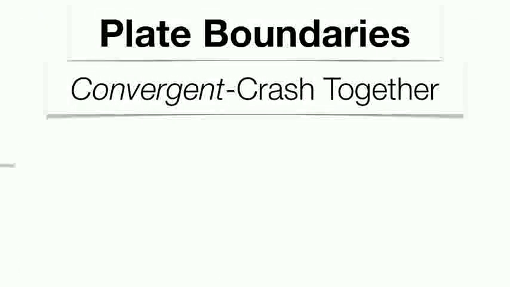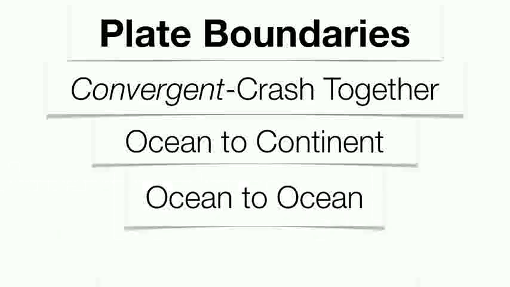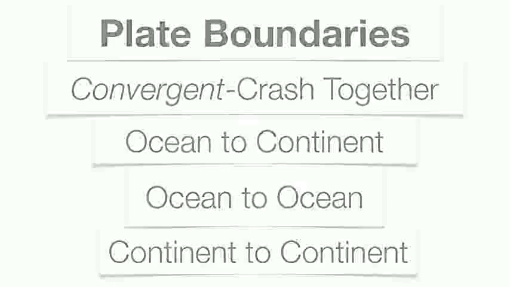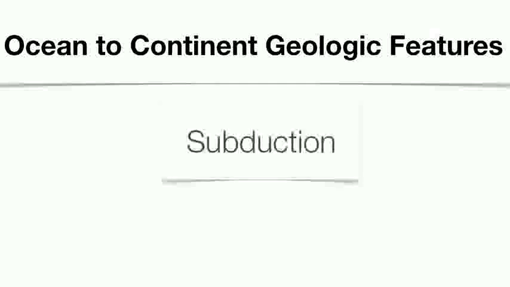So when we talk about convergent plate boundaries, we're dealing with three different types: ocean to ocean, ocean to continent, or continent to continent. So let's take a look at some of the geologic features. We're going to start off with ocean to continent. Your crust is destroyed here. Some of the plates are going to be destroyed at convergent plate boundaries, specifically ocean to continent. They're going to be destroyed through a process called subduction, which we'll touch base on in a second.